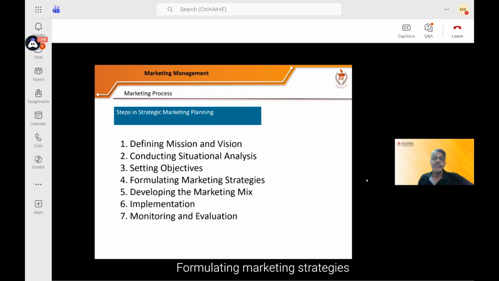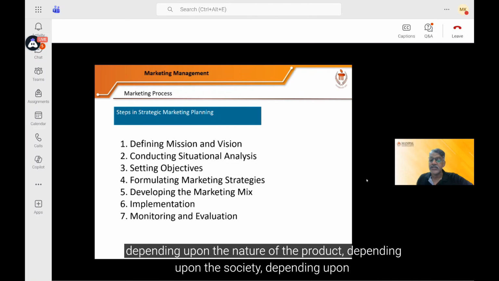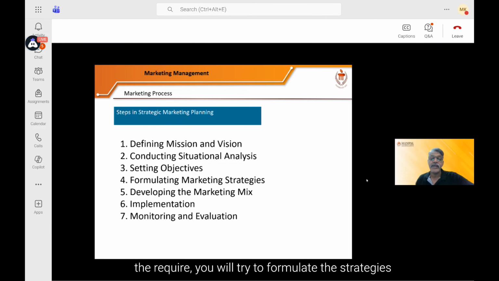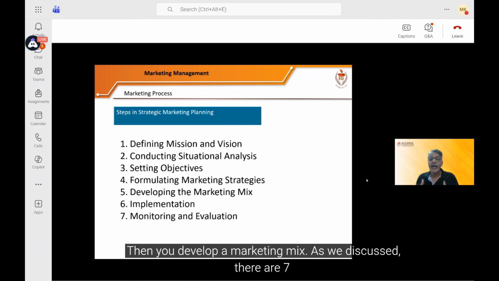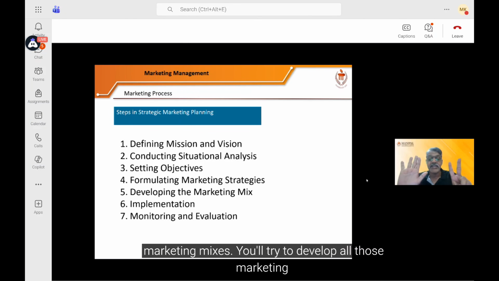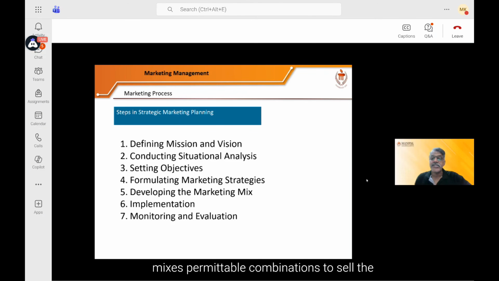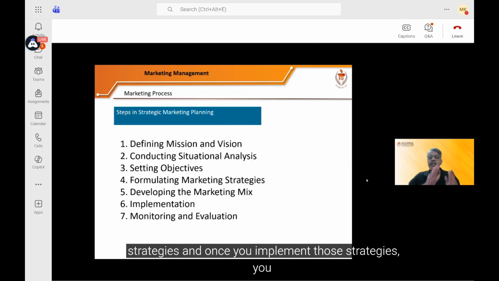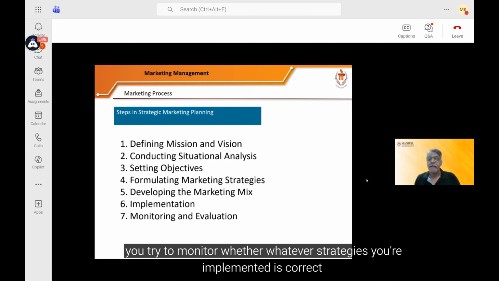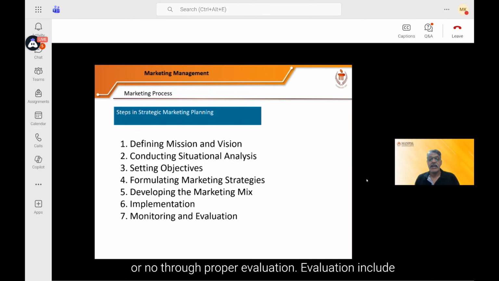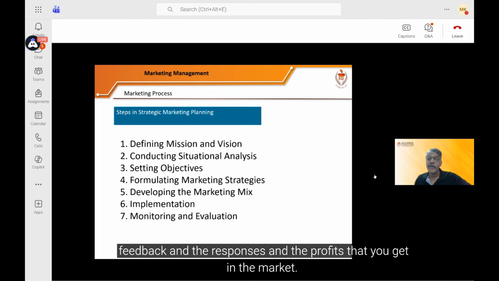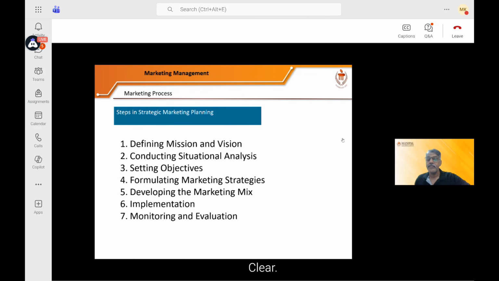Formulating marketing strategies. Depending upon the nature of the product and the society, you'll try to formulate the strategies. Then you develop a marketing mix. As we discussed, there are 7 marketing mixes. You'll try to develop all those marketing mixes in permissible combinations to sell the products to the consumer. And ultimately, you will implement those marketing strategies. Once you implement those strategies, you monitor whether the strategies you have implemented are correct or not through proper evaluation. Evaluation basically includes research, feedback, responses, and the profits that you get in the market. Clear?